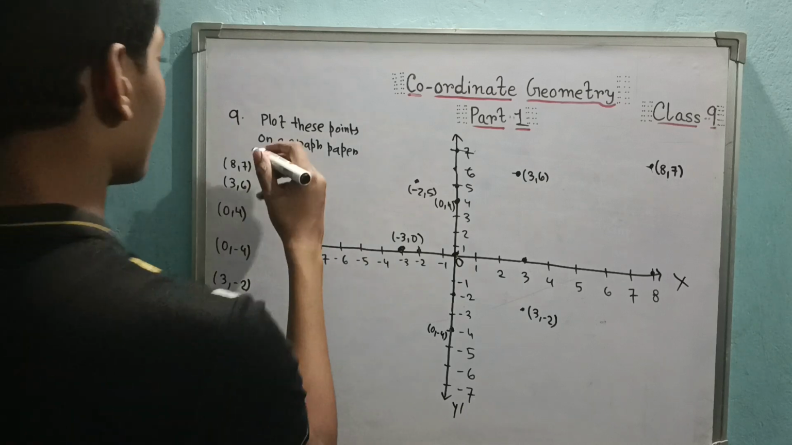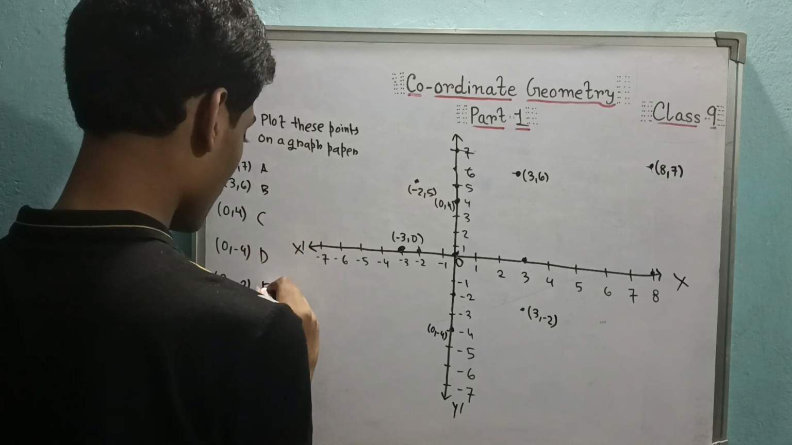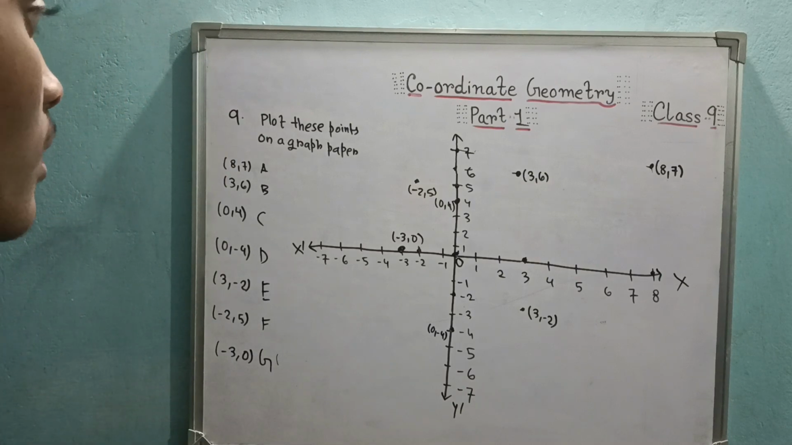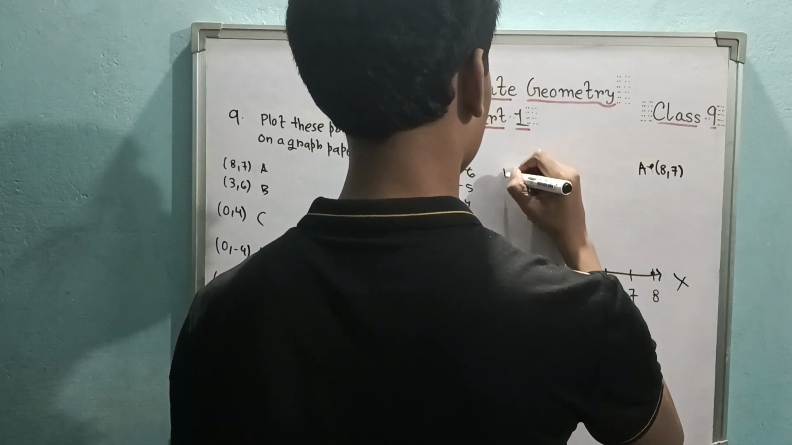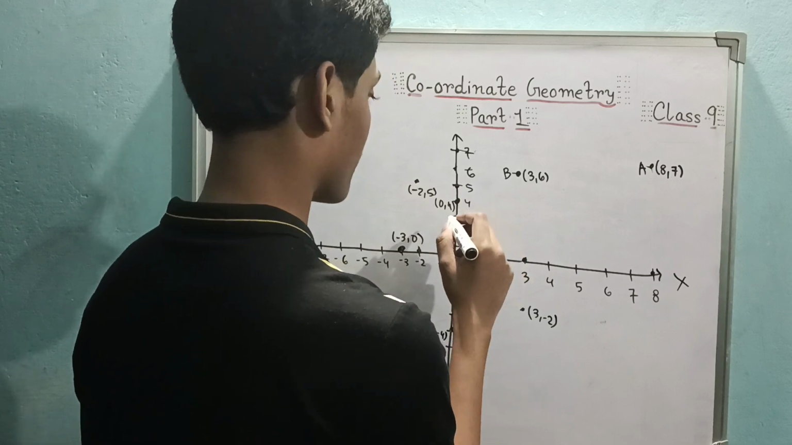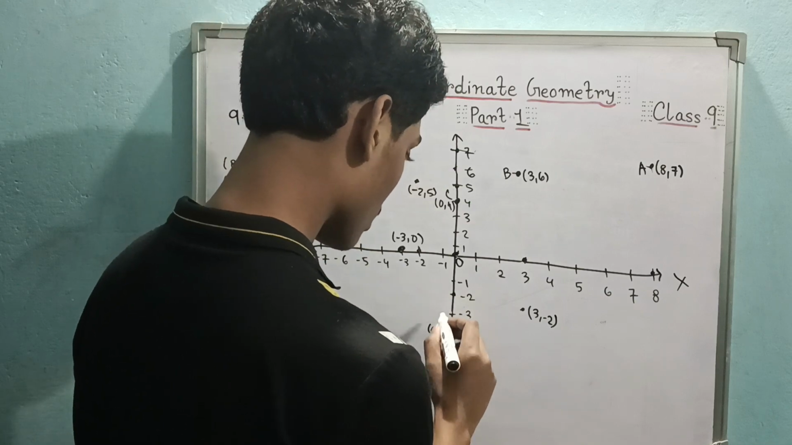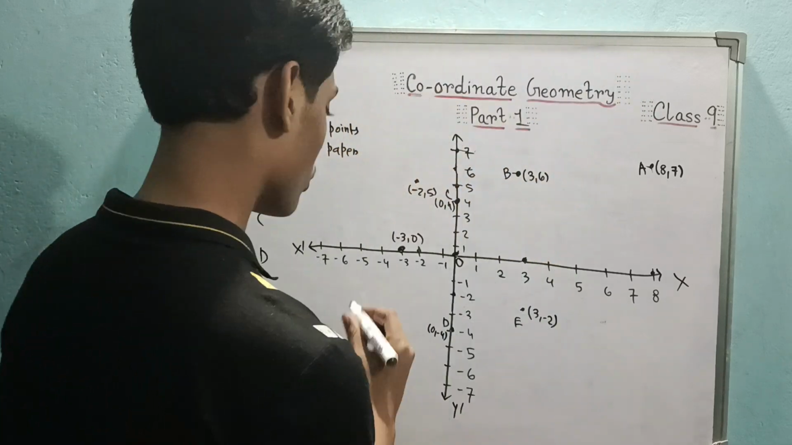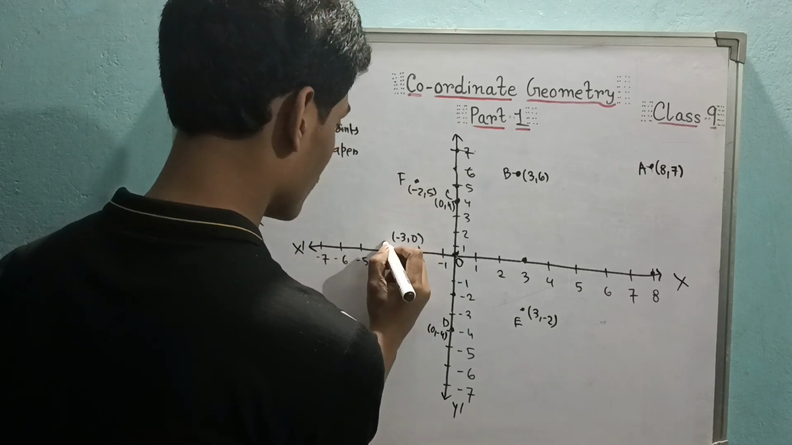Now, suppose this is A, this is B, this is C, this is D, this is E, this is F, this is G. They ask you to join these points. Then this is A, 3, 6, B, 0, 4. This is not in the question, but it comes actually like that. This is C, 0, minus 4, this is D, 3, minus 2, this is E, minus 2, 5, F, minus 3, 0, G.